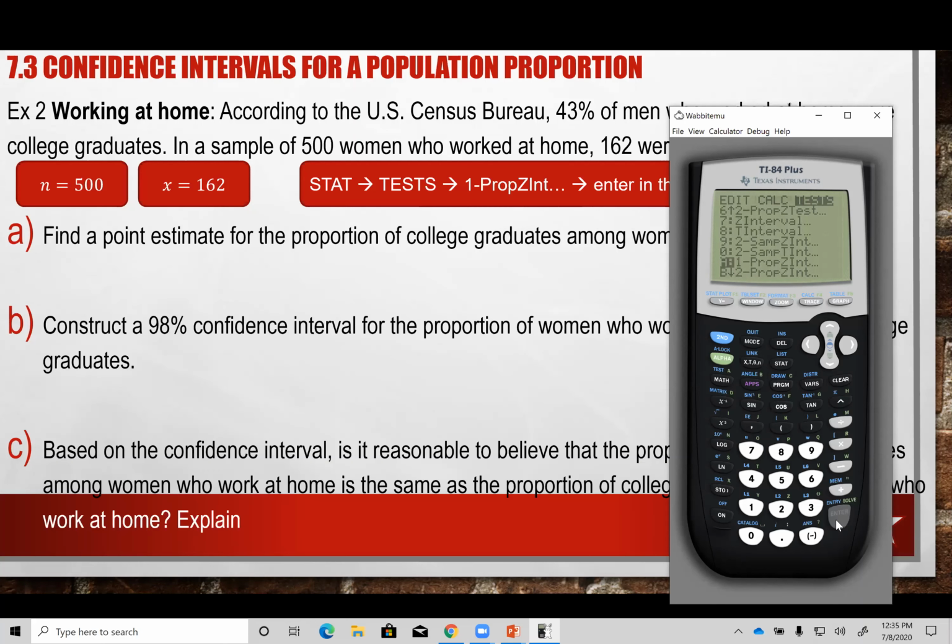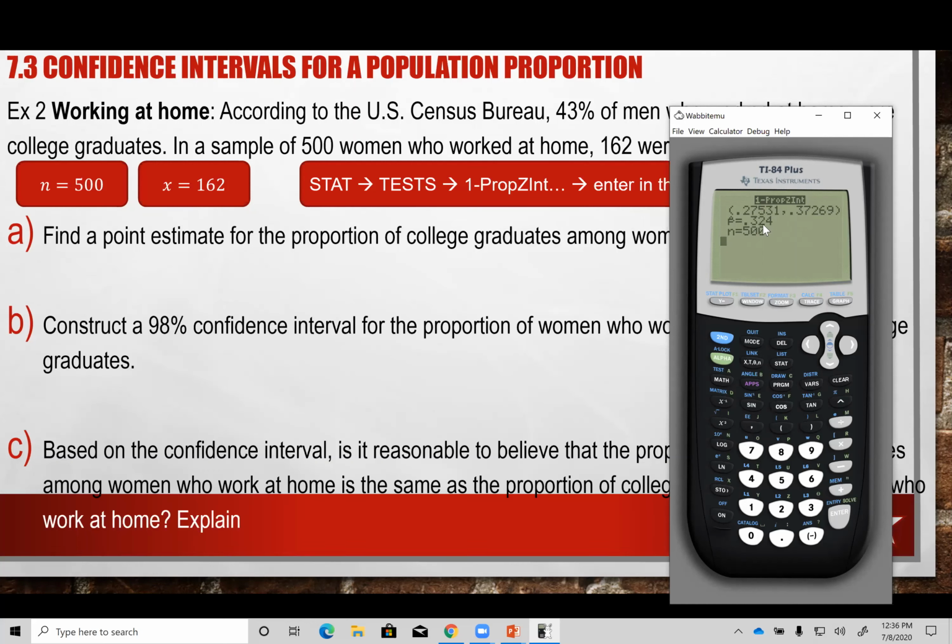If you choose this option, it asks you for the X, which in this case is 162. It asks you for the N, which in this case is 500. And it asks you for the confidence level, which in this case is 0.98, or 98%. It doesn't matter which confidence level you plug in in order to find the point estimator. If you plug it in, the point estimator is right here, ladies and gentlemen: p-hat is equal to 0.324.